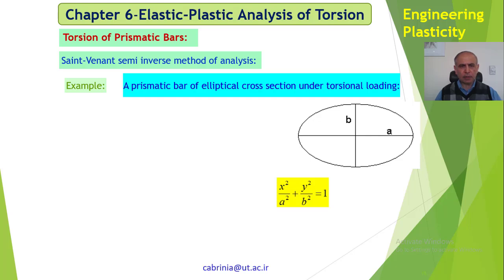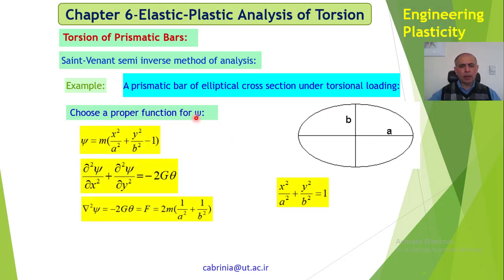Now, this example is a prismatic bar of elliptical cross-section under torsional loading. As you can see, this is the elliptical cross-section, and we have this prismatic bar which is under torsional torque. We want to analyze this problem. That is the equation of the ellipse.